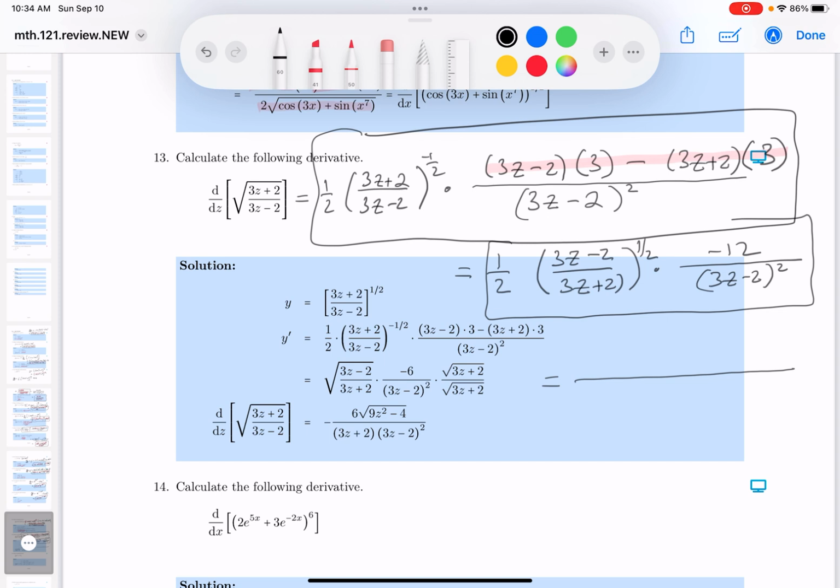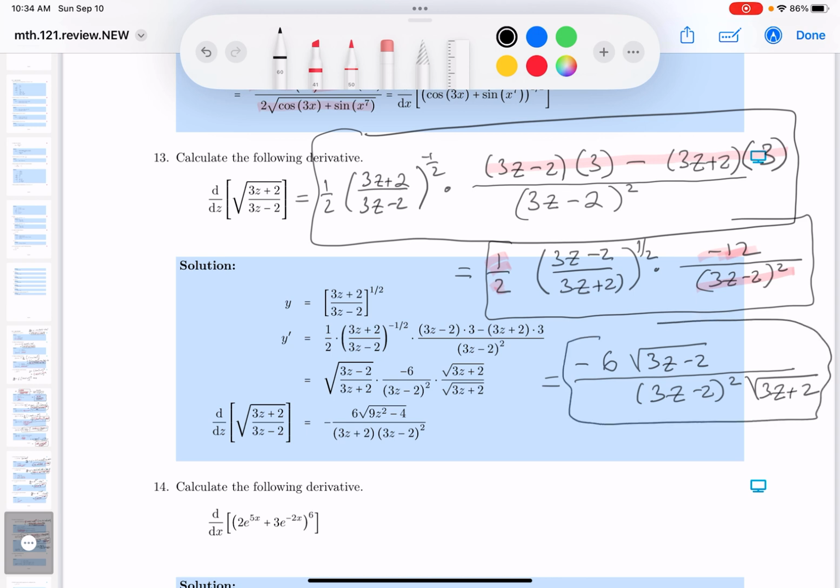So I definitely see a negative 6. Where's that coming from? Right over here. That's minus 6. And then I definitely see a 3z minus 2 squared. I'll write that over there. But you know what else I see? I see square roots. I see a square root of 3z minus 2, and I see a square root in the bottom of 3z plus 2. If that's your answer, it even got better looking. You got something like this over here.